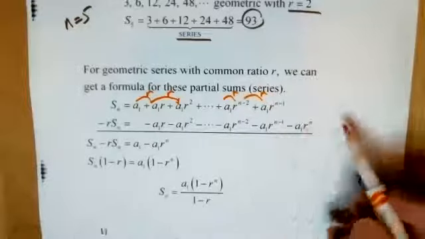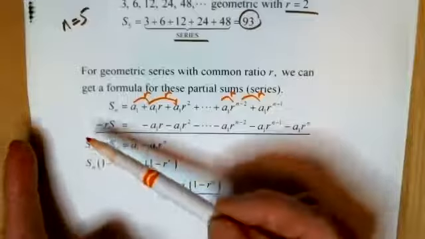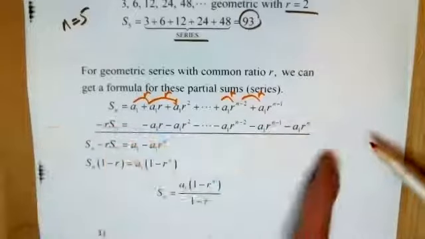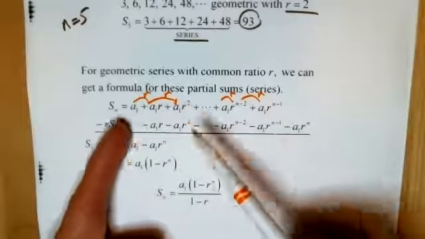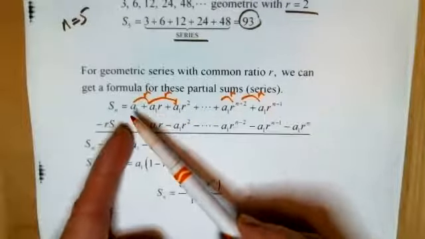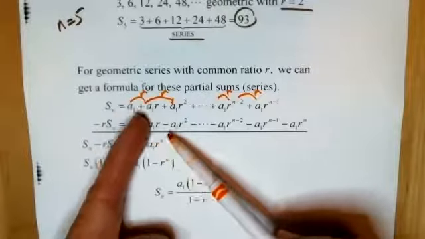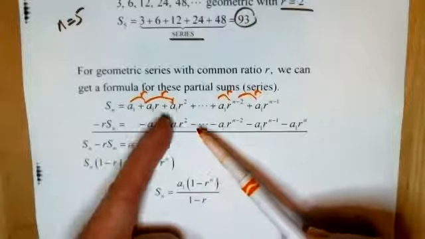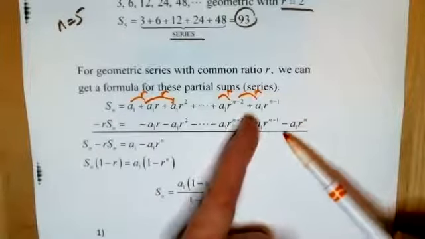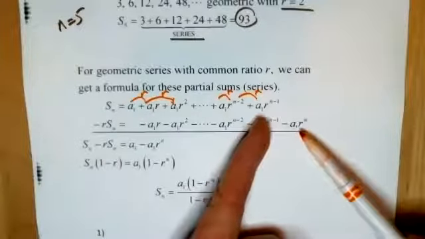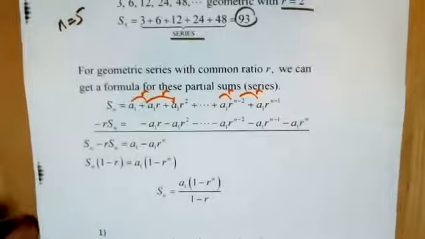So I'm taking this exact same expansion, and underneath it I'm writing negative r times that expansion. So I'm putting one more factor of r. It'll change all my exponents, and in fact, my first term now is negative a sub 1 times r, and then negative a sub 1 times r squared, and so forth. One more factor of r. So when I get to the end, I have now negative a sub 1 times r to the n, because I've added one more factor of r.